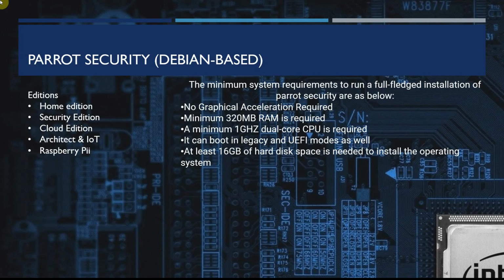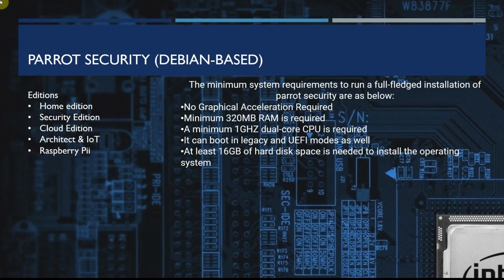Alright, here we are with one of our attack machines. This is going to be Parrot Security. There are a few different editions for this. There's the Home Edition, Security Edition, Cloud Edition, Architect, and Internet of Things, and Raspberry Pi. The differences between them, basically, like between Home and Security, is what comes pre-installed.